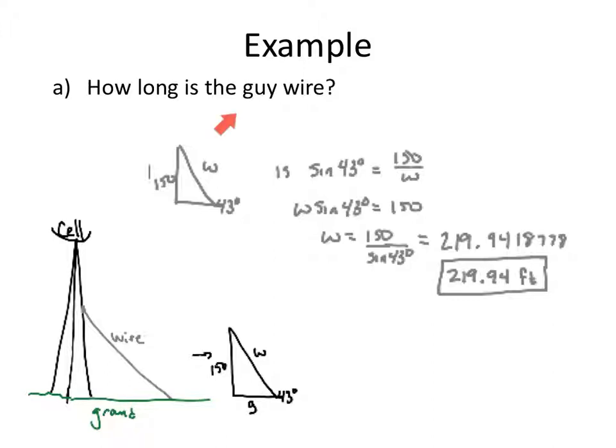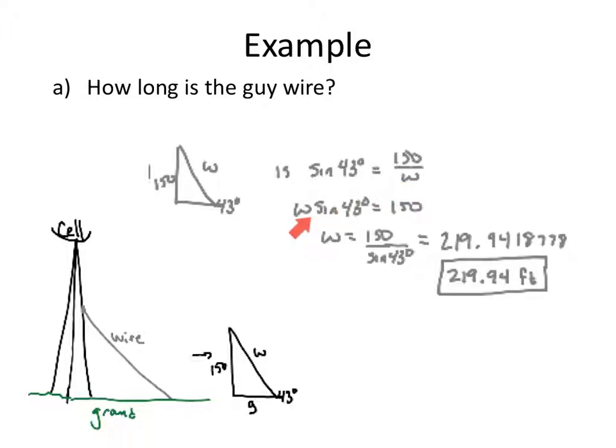So, for the guy wire, I have 150, the wire, and 43 degrees. What am I given in reference to the angle? I'm given the opposite and the hypotenuse. I have no idea what that value is right there, but it's not part of this problem that I can think of. Opposite and hypotenuse, so I'm using sine. Sine of 43 degrees is 150 over w, my hypotenuse.